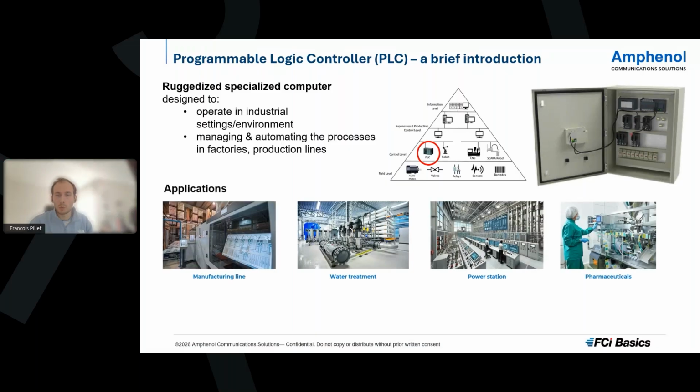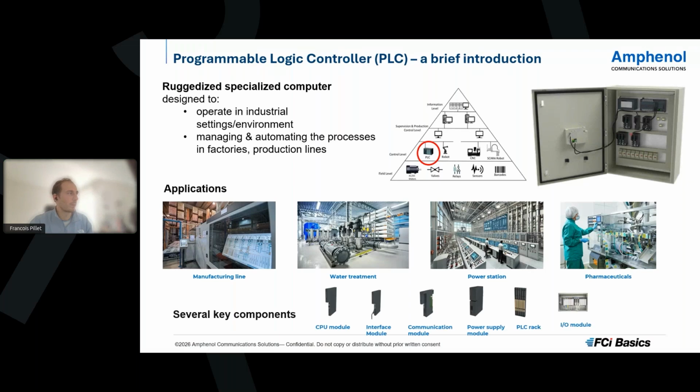Applications are quite large, ranging from medical to utilities, like water treatment, power stations, but manufacturing lines are often known as the most common use case. However, whatever the application, there are several common components which can be found in most of the PLCs. The CPU computer module, which can be considered as the brain of the PLC, the interface module, the communication module, the power supply module, the PLC rack, and the I/O modules.